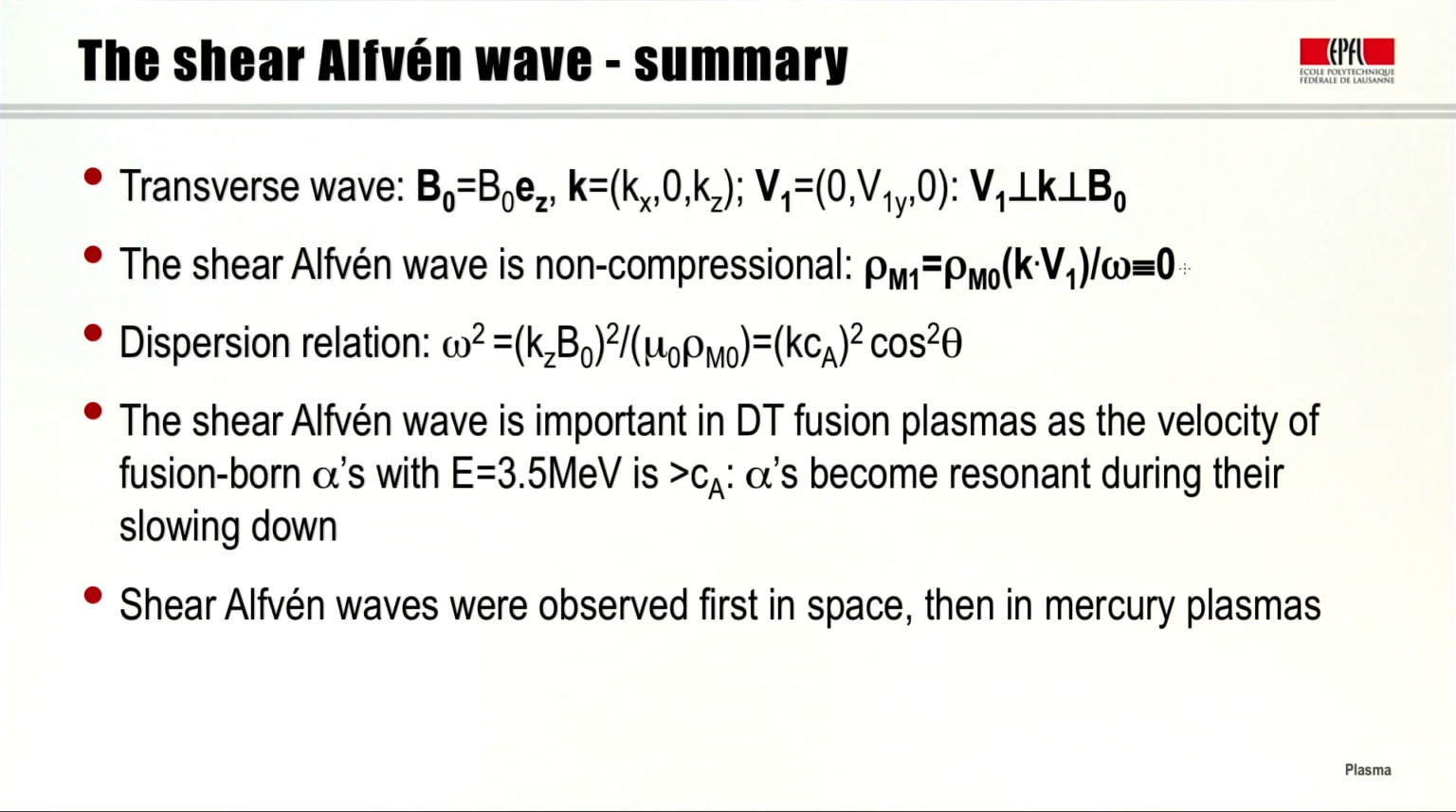To give you a bit of a heads up on topics that will be discussed later in this course, the shear Alfvén wave is important in DT fusion plasma because the velocity of a fusion-born alpha particle, whose energy at birth is 3.5 MeV, is super-Alfvénic; it exceeds the Alfvén speed Ca. Therefore, alphas become resonant with shear Alfvén waves during their slowing down. Shear Alfvén waves are ubiquitous in plasma, and in fact they were observed first in space and then in mercury plasmas.